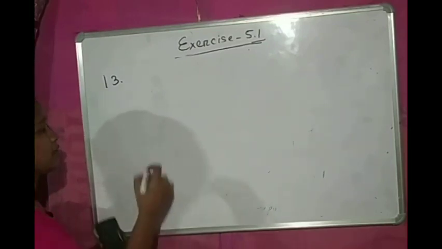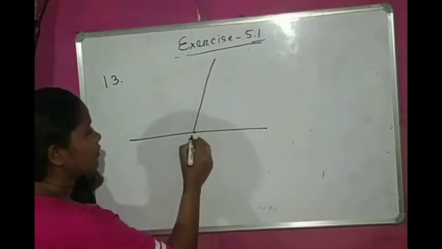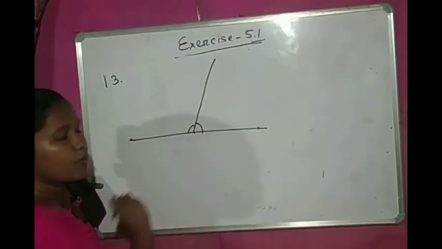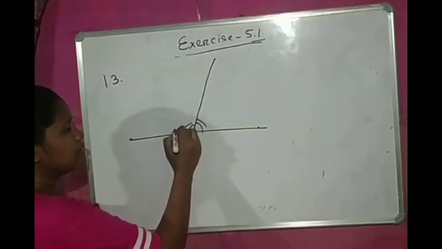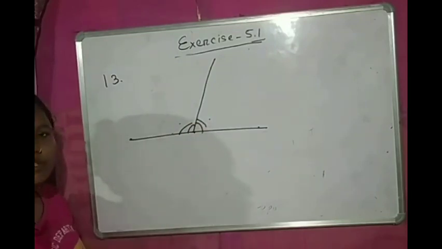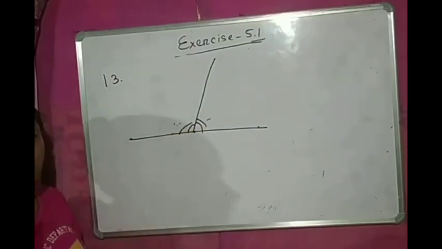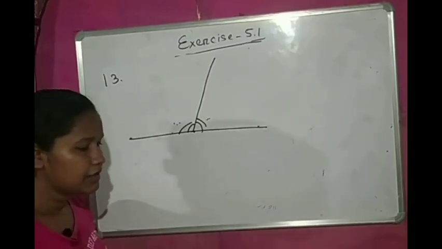Supplementary angles. So the linear pair, what is there? If these two are linear pair angles, then their arms are opposite to each other. So the sum of these two angles is how much? 180 degrees. So both angles of the linear pair are supplementary angles. Next is what?